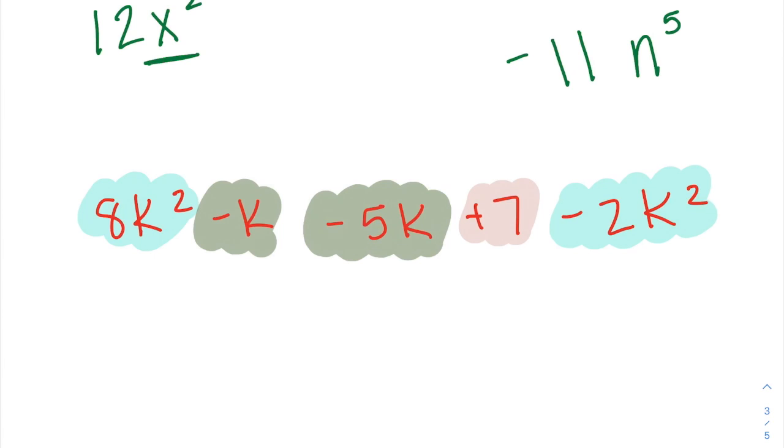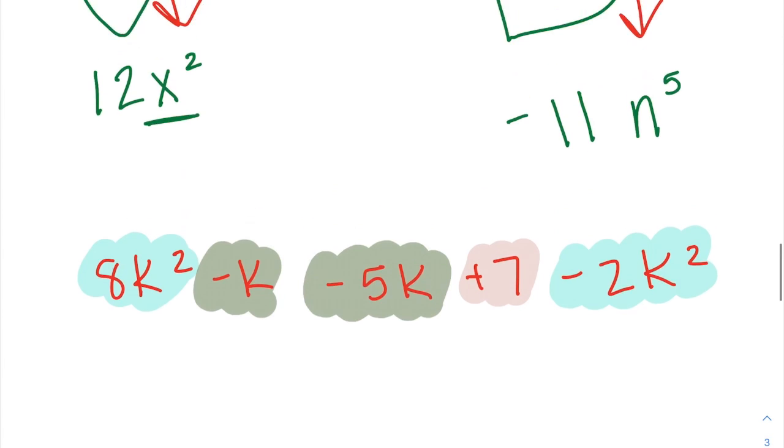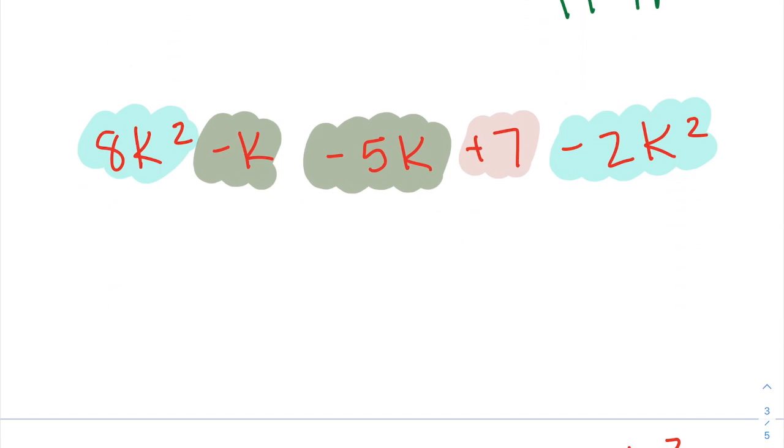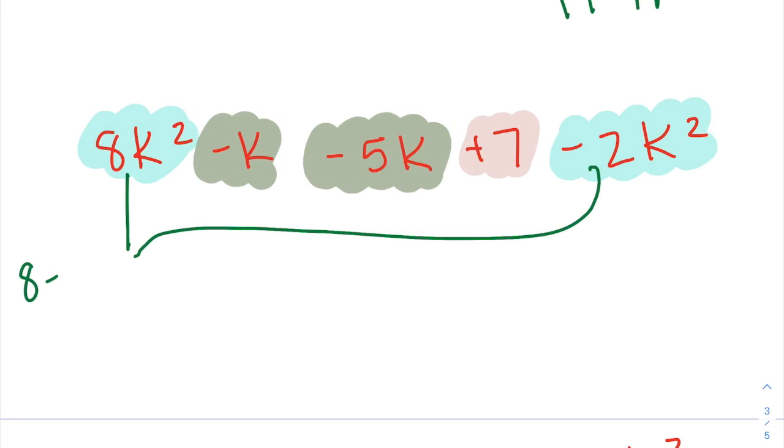I have 8k squared. Another term that had a k squared was negative 2k squared. So I'm doing 8 minus 2 to find out the coefficient. 8 minus 2, which is 6k squared. There are 6k squareds here.